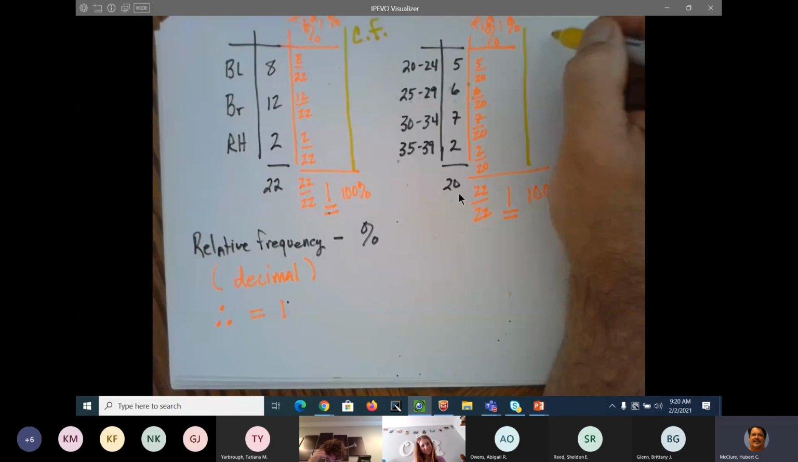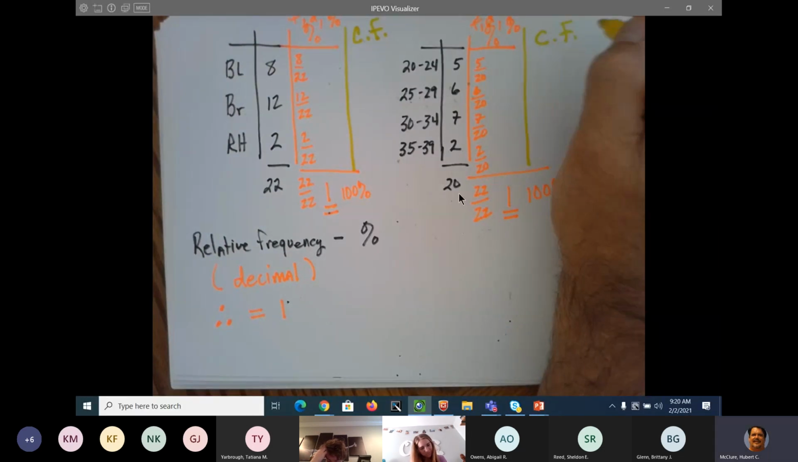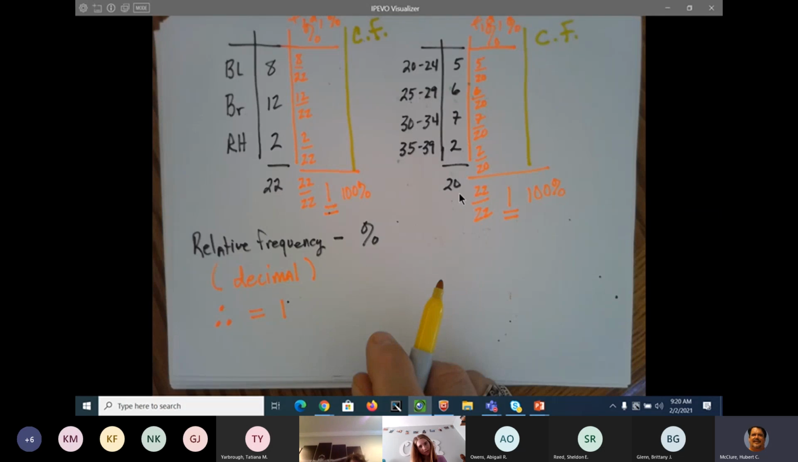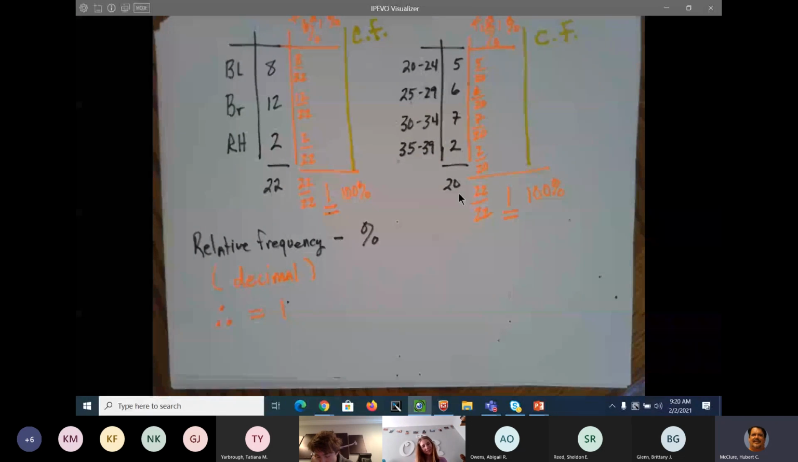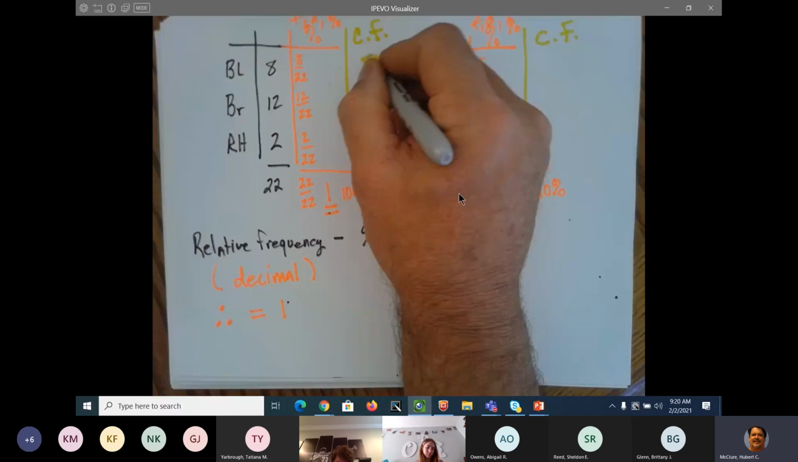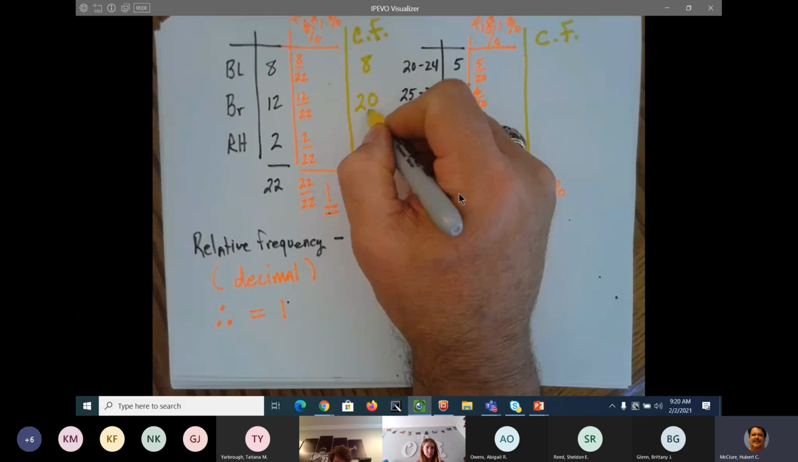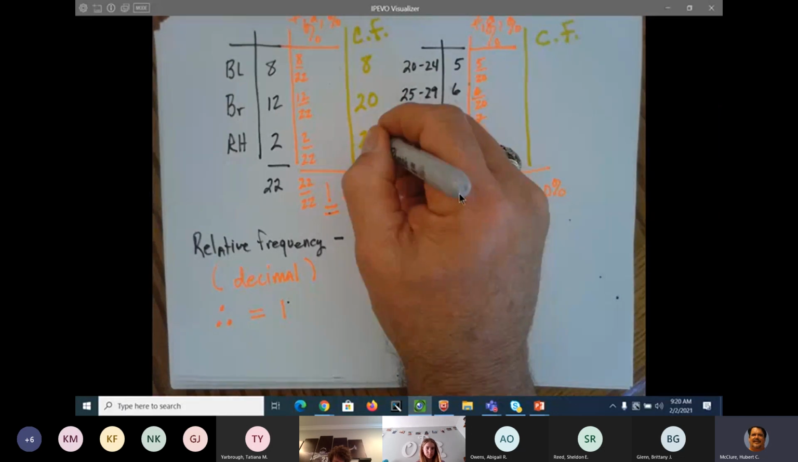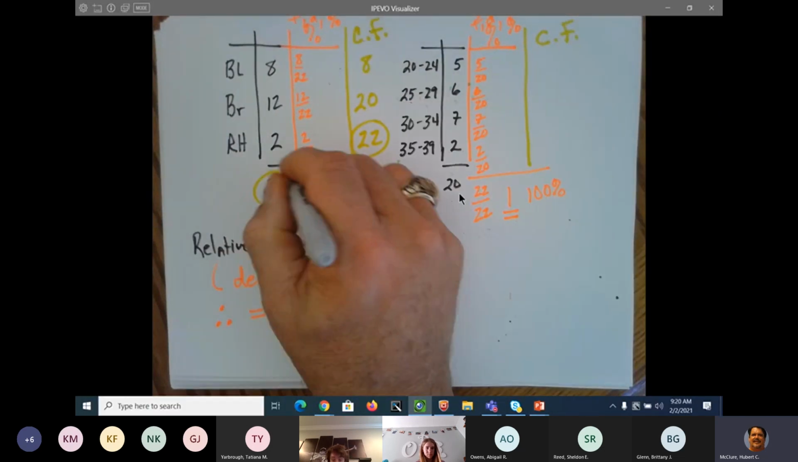Cumulative frequency. To this day, I have no idea what the cumulative frequency is used for. I've been teaching statistics for a long time, and I have no idea what it's used for because it's useless. It doesn't give you any type of measure of central tendency. You start with the first number and you add the second number, and you add the third number, and this number should match up with your total.